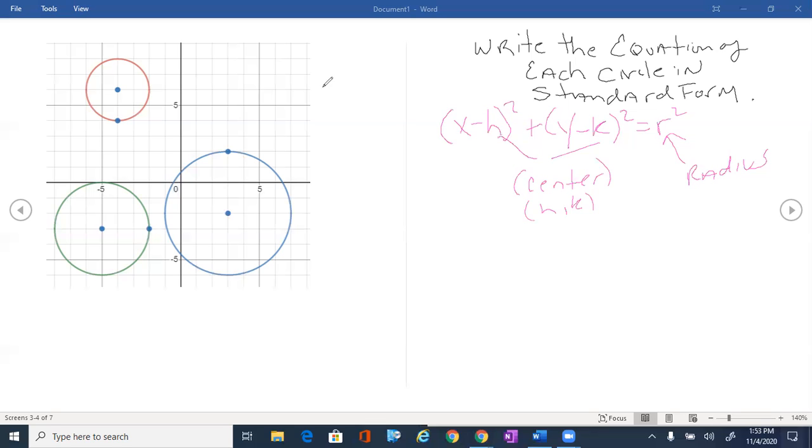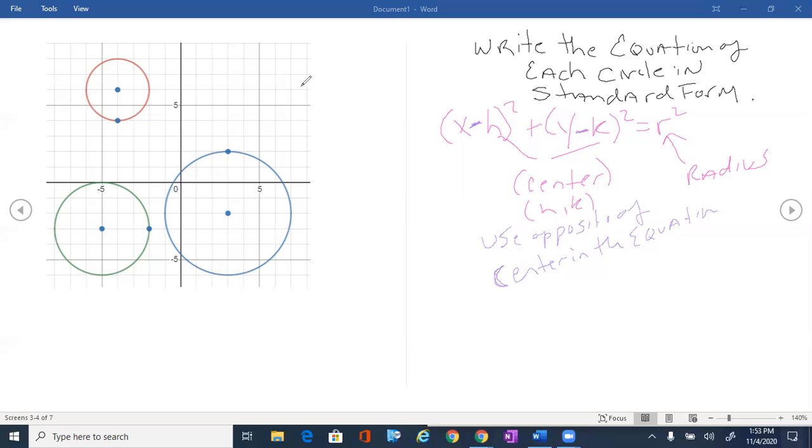Now you will notice that there are these little minus signs in here, and those minus signs indicate to use the opposite of the center in the equation. So, use the opposite of the center in the equation. Okay, so let's go ahead and start, and we will build some equations.